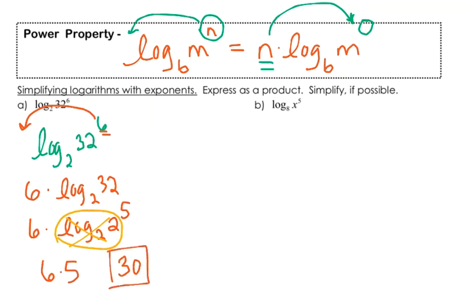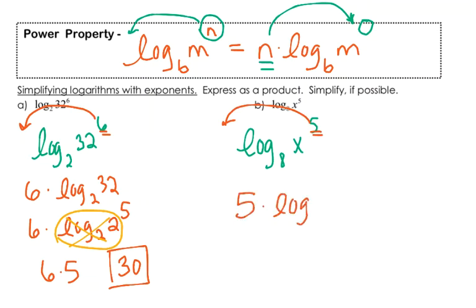Let's try another one. Again, I'm going to rewrite it because it's so small. So log base 8, x to the 5th power. I'm going to take this exponent right here, this 5, and I'm going to move it out front, making it look like this. 5 times log base 8 of x. Really nothing else I can do with that, so I'm done.